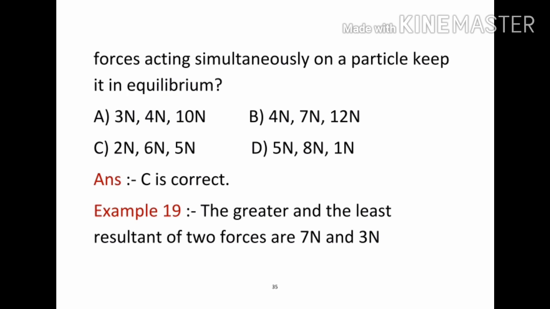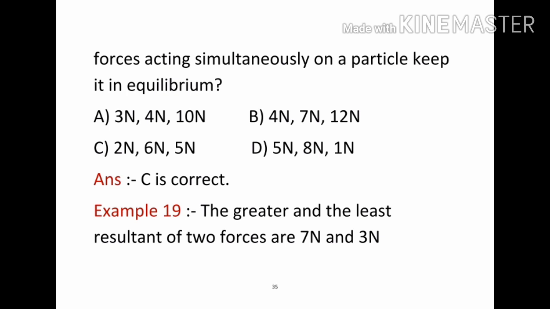And in a similar way, option B and option D you can check. And come to option C. Vector A is 2 Newton, vector B is 6 Newton. So R max is 6 plus 2, 8 Newton. R minimum is 6 minus 2, 4. So the resultant lies in between 8 and 4. So here the resultant is given as 5. So that is in between 8 and 4. So option C is the correct one.